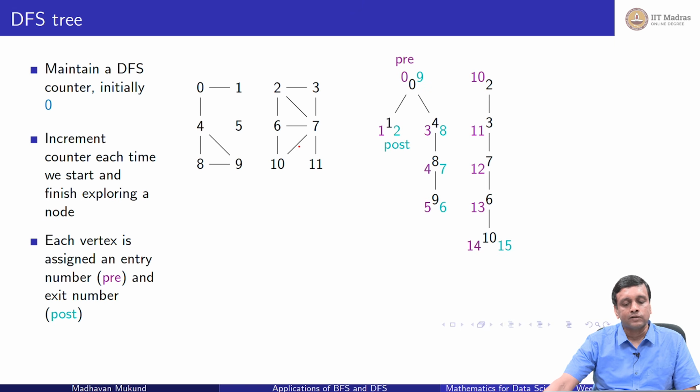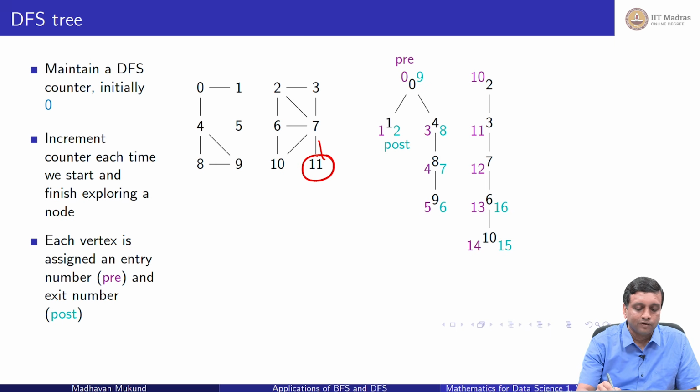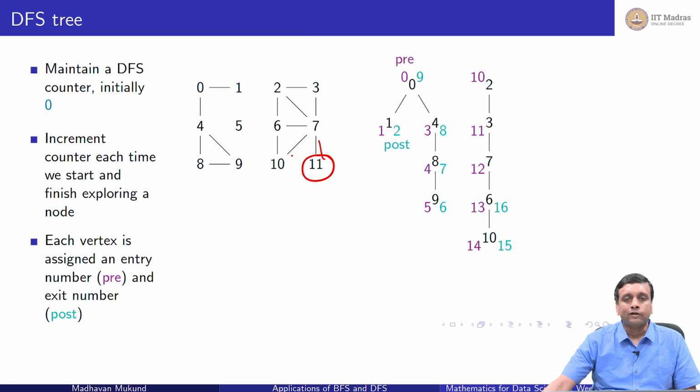Again, 6 has neighbors 2, 7 and 10, all of which have been seen. So I'll exit 6, I'll come back to 7. Now 7 has another neighbor 11 which I have not yet explored. So when I come back to 7, I'm not done. Instead, I start exploring vertex 11 with counter 17, right? Now 11 obviously has nowhere to go after that. So I exit 11 with 18. Now I'm done with 7. So 7 becomes exited with 19.